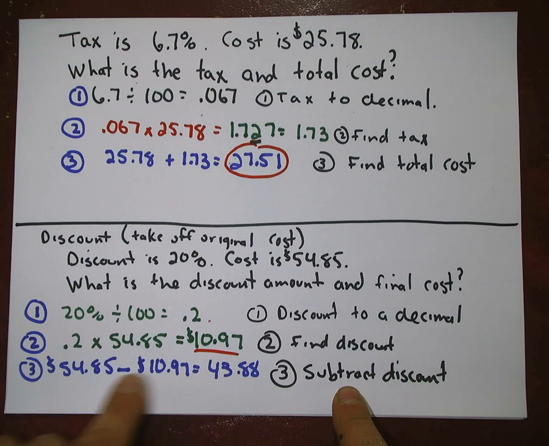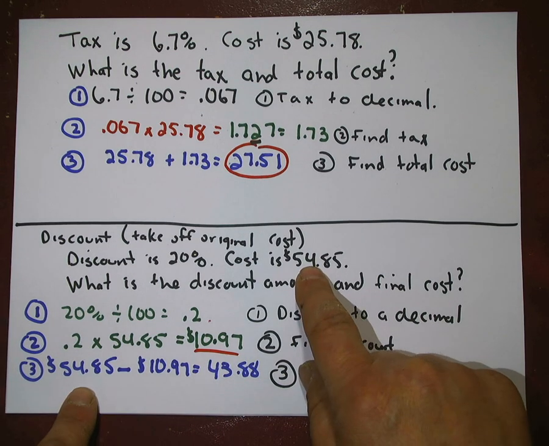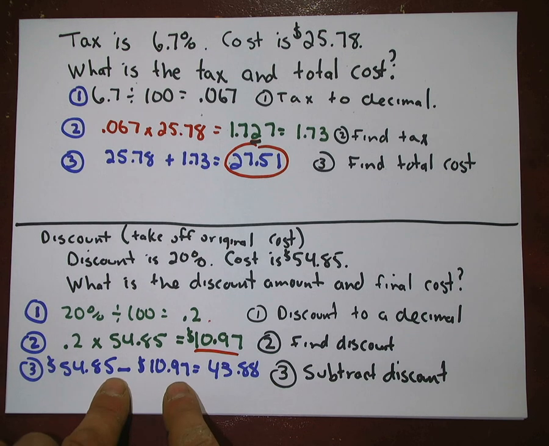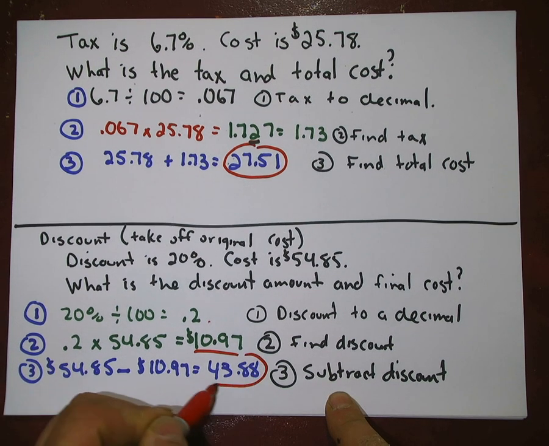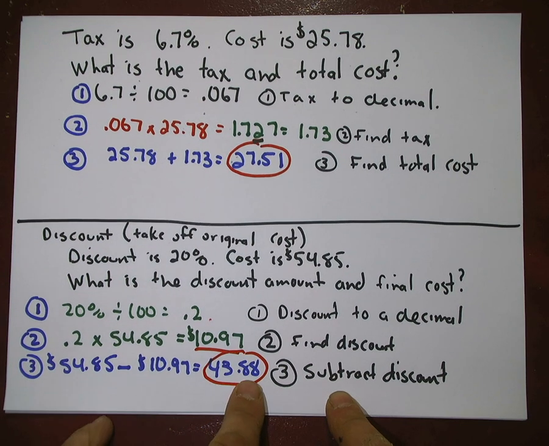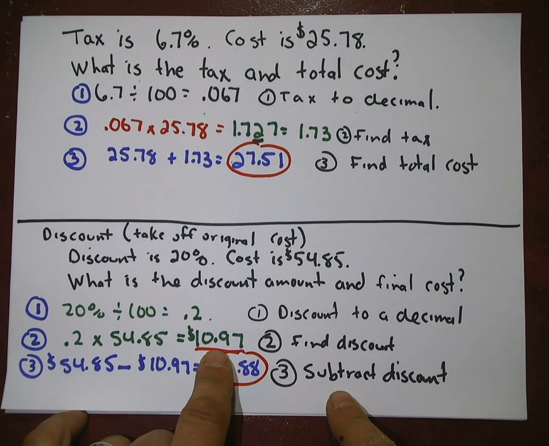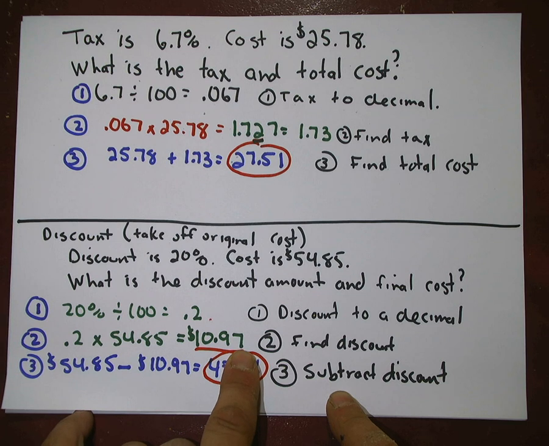To find my total cost, I take what I would have paid, and instead of adding this time, I subtract the discount. I will now pay $43.88 because I saved $10.97. Percentages are fun problems.